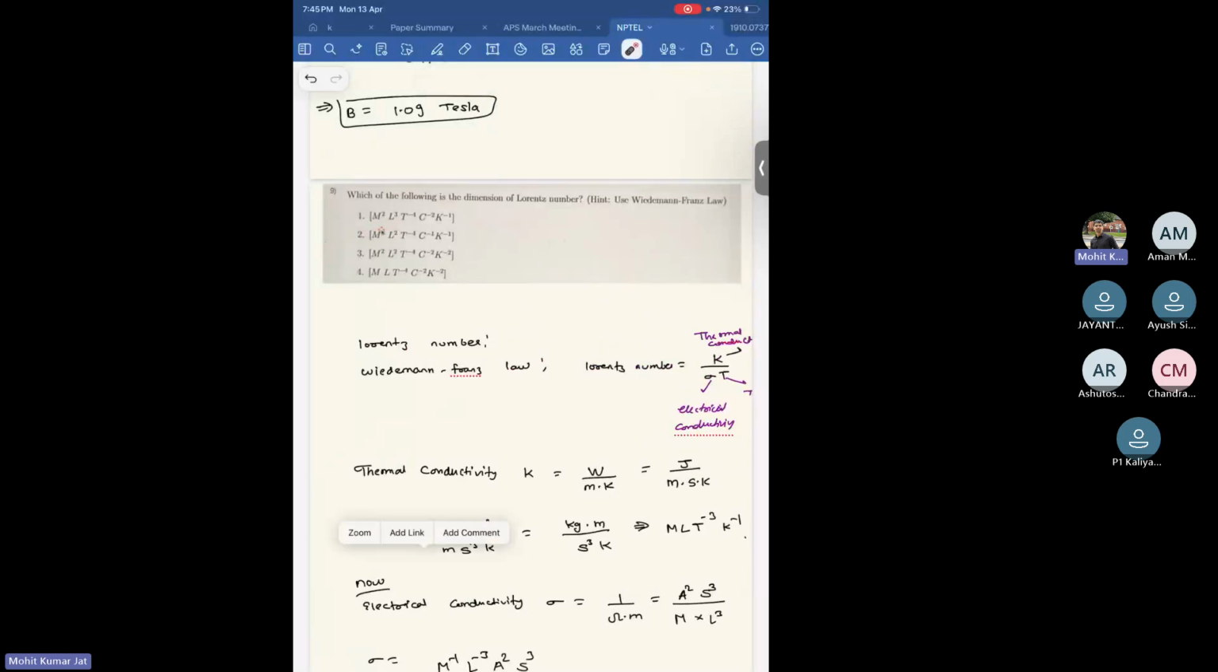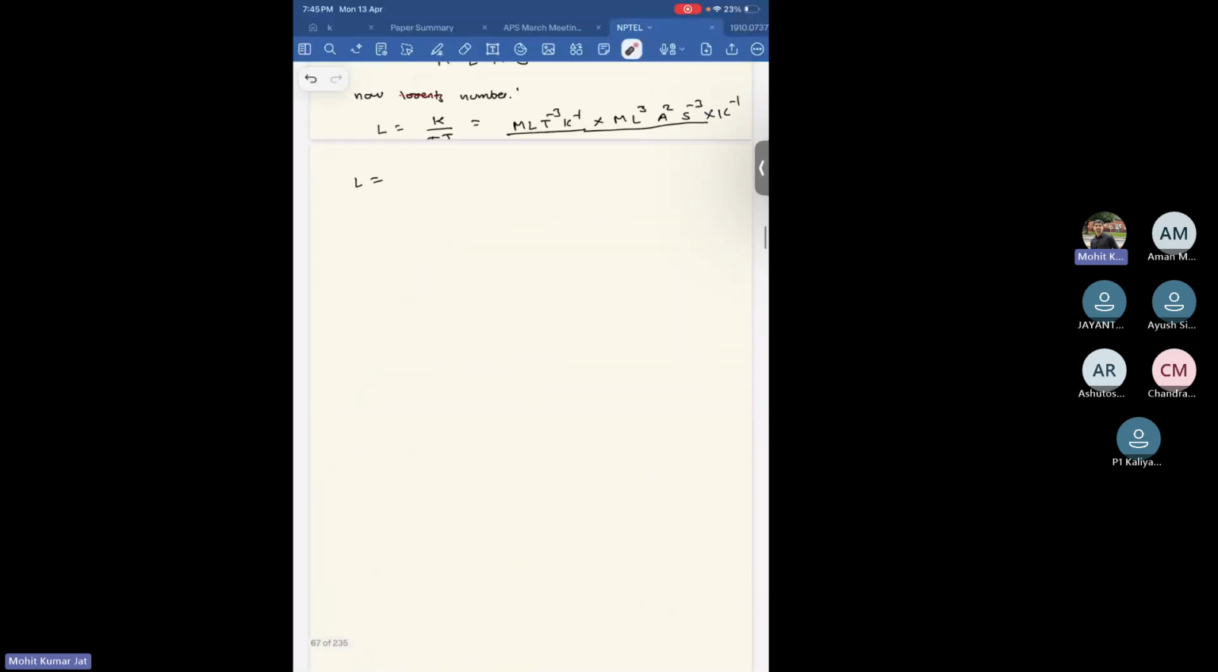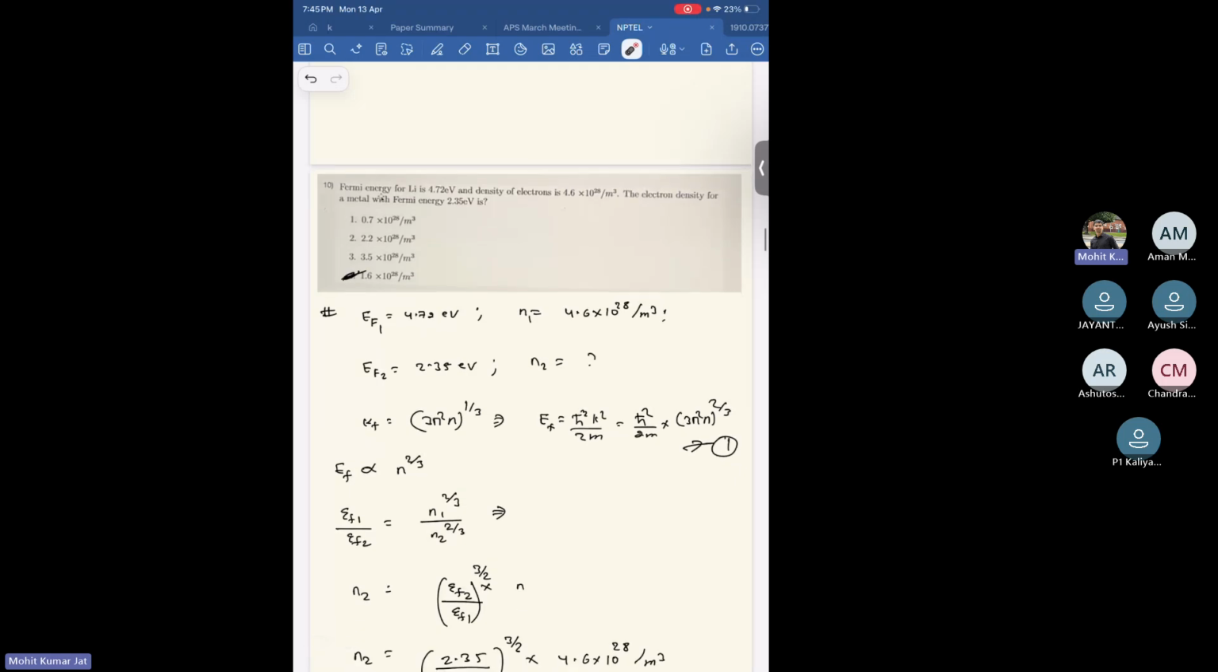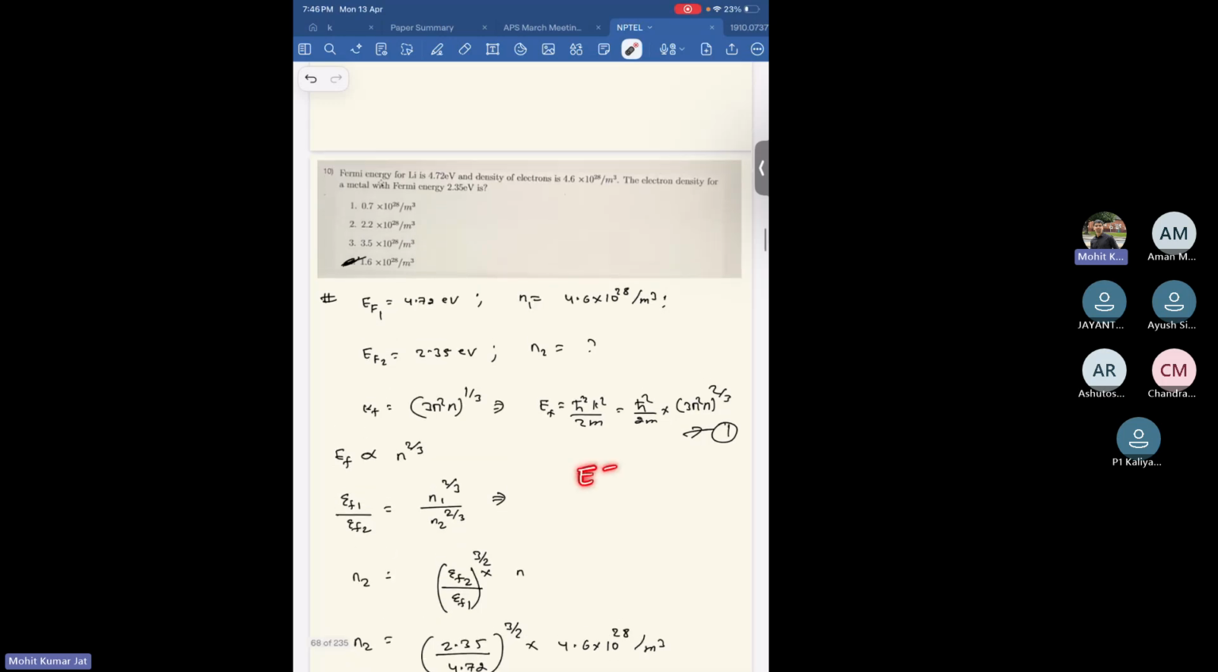M squared L squared T to the power minus 4 C inverse K minus 1. The Fermi energy for lithium is given and the density of electrons is given. The question asks for the electron density for a metal with a given Fermi energy. Since you know E for 3D goes as n to the power 2 by 3, E1 by E2 for two materials will be (n1 by n2) to the power 2 by 3, right?